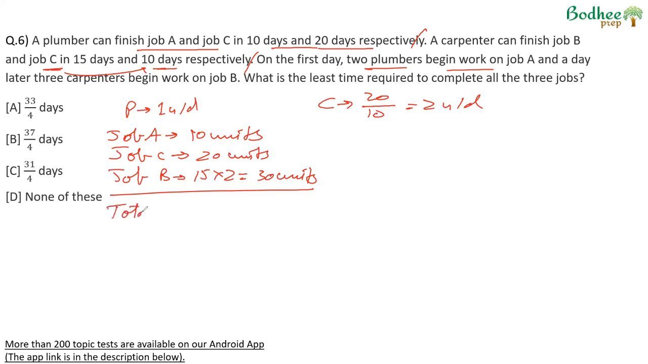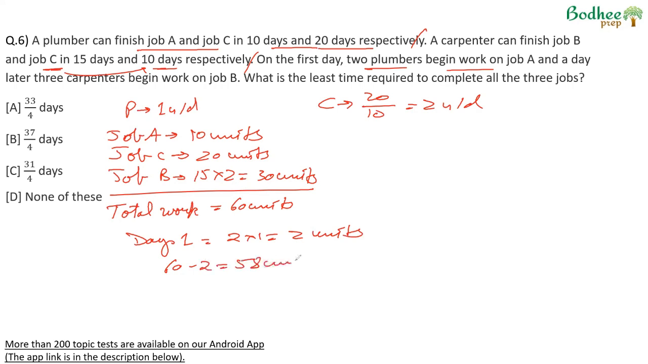Now, total work to be done will be 10 plus 20 plus 30, 60 units. How is it being done? On day one, there are two plumbers working. So they'll do 2 into 1, 2 units in that day. Work remaining is 60 minus 2, which is 58 units. After this point, we will have two plumbers, so 2 into 1, plus three carpenters, so 3 into 2. Plumber, carpenter working, and therefore 2 plus 6, 8 units of work will get done.